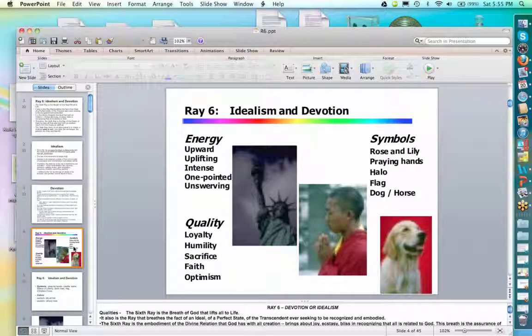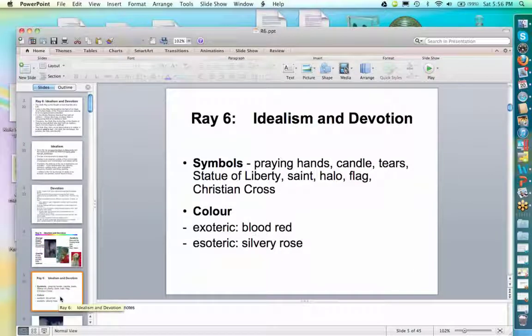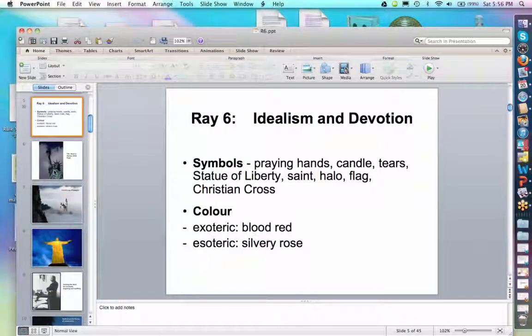A flag shows loyalty to a nation. A halo shows having reached a certain state of the ideal. And a rose or a lily, it pulls out of a certain sentiment. Why a dog and a horse? Because it looks up to its master. It's loyal to its master. And qualities of humility, sacrifice, faith, and optimism. Its color is blood red on the exoteric level, or silvery rose on the esoteric level.